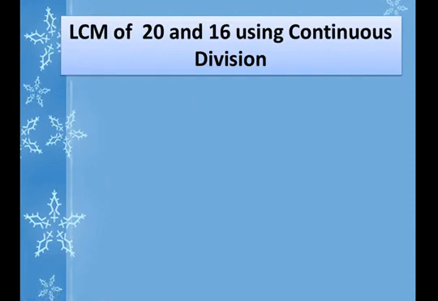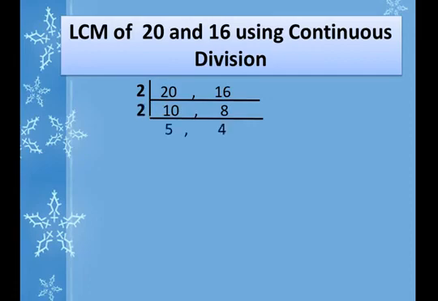Let's find the LCM of 20 and 16 using continuous division. Write the numbers and divide them by the number 2. The answers are 10 and 8. Think of a number that can divide both 10 and 8. So that is 2. The answers are 5 and 4. So we cannot divide anymore the numbers 5 and 4.